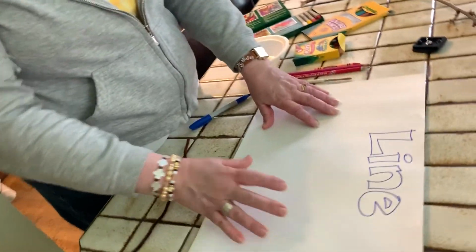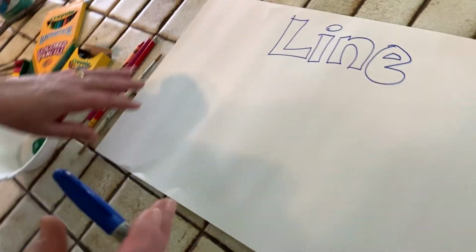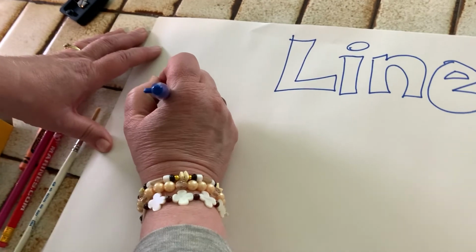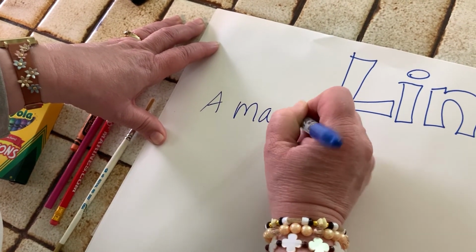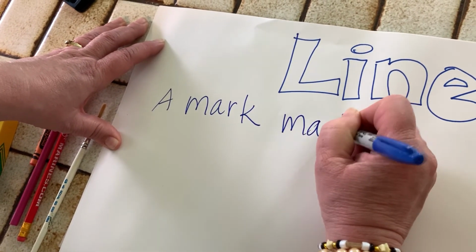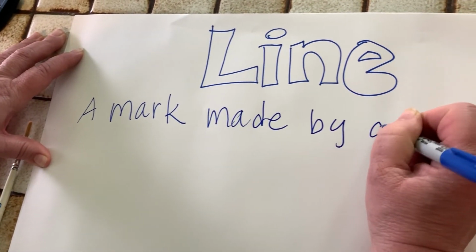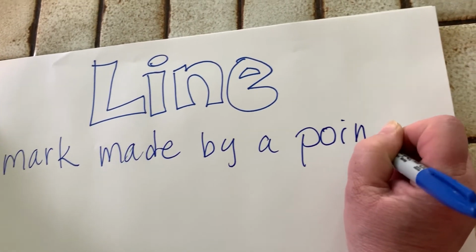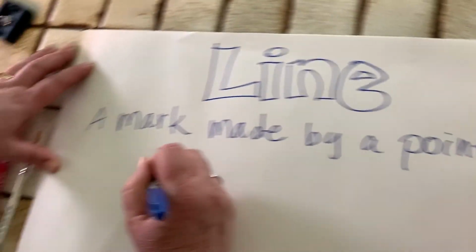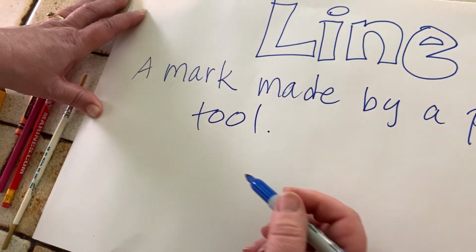So here's my paper. Line is a mark made by a pointed tool. So what are pointed tools? There's lots of things that we can make lines with, right? And there's lots of different kinds of lines.